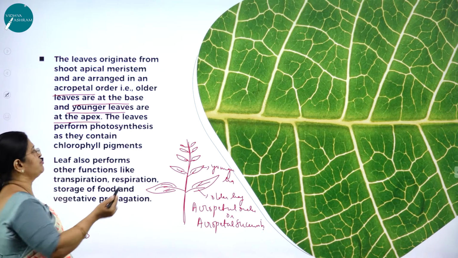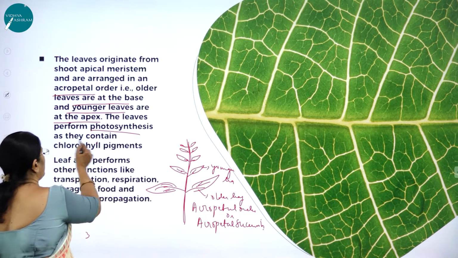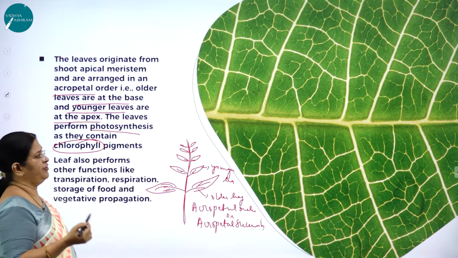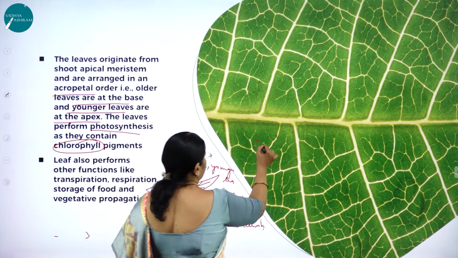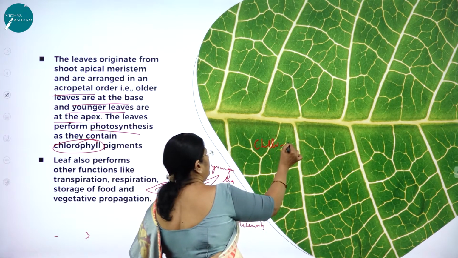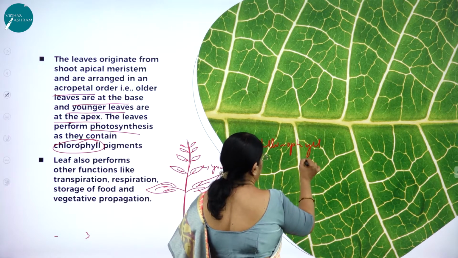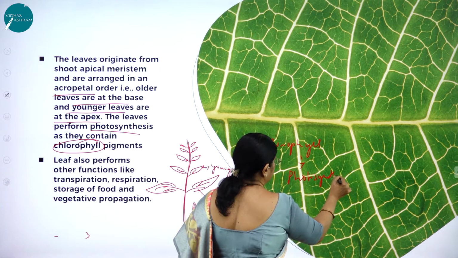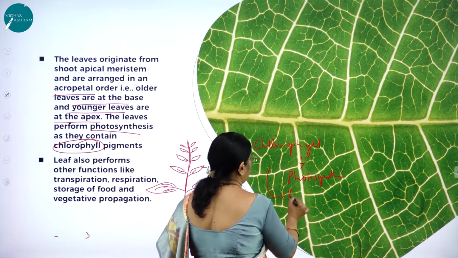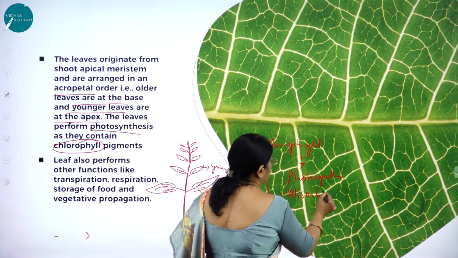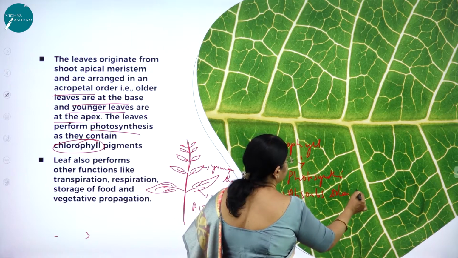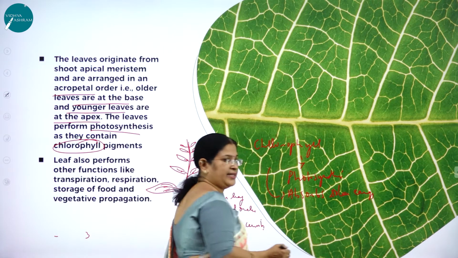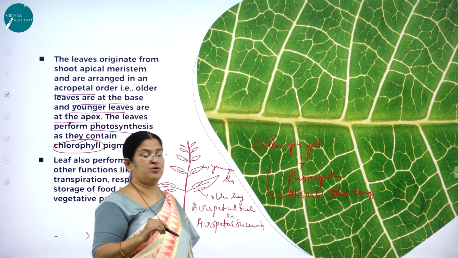As we know, the leaves perform what? Photosynthesis. They contain what? Chlorophyll. Why is this green in color? Because they contain chlorophyll. And chlorophyll helps in what? Photosynthesis. How? It absorbs solar energy. I think all of you have studied in your school days also.